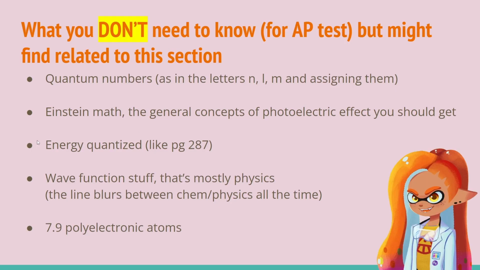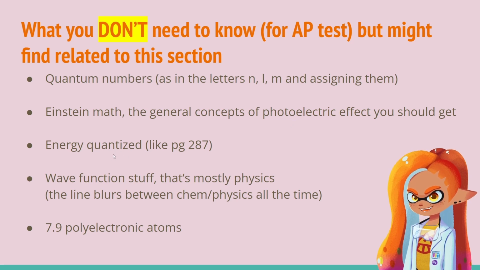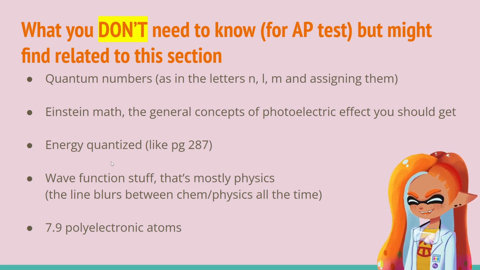Okay, so you might run into some other resources if you are going to learn this material from other places, and they might talk about stuff that you straight up don't need to know for this class. So for example, quantum numbers. You might run into quantum numbers with n, l, m and assigning them. You do not need to know that. Same goes for Einstein. We do need to know about the photoelectric effect, but not Einstein's math or anything. And we don't really need to talk about energy quantized. This is from the old textbook, by the way, the page number. We don't need to do hardcore quantizing of the energy except what I just covered.